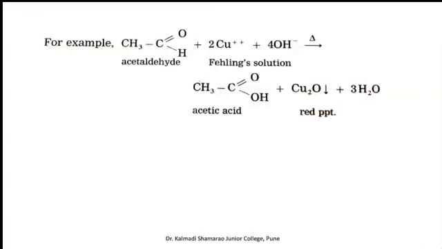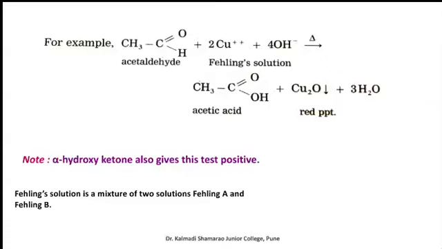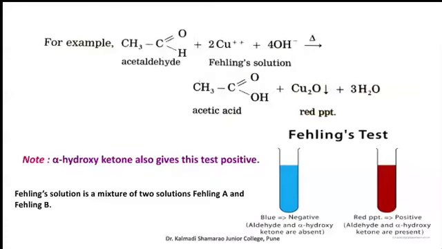For example, CH3CHO plus 2Cu2+ plus 5OH- gives CH3COO- plus Cu2O plus 3H2O. It is important to note here that alpha hydroxyketone also gives this test positive, and Fehling solution is a mixture of Fehling solution A and Fehling solution B.